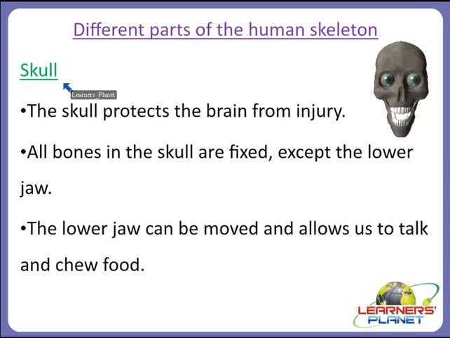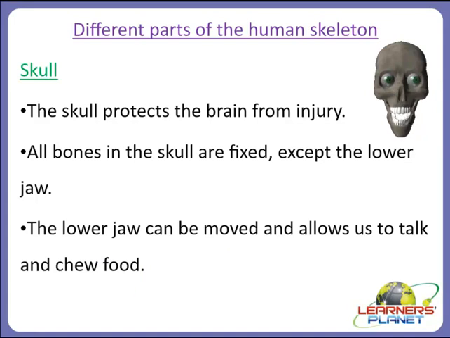So first of all, we will study the skull. Yes students, what is the skull? We know that the skull protects the brain from mechanical shock or injury. All bones in the skull are fixed except the lower jaw. Now here you can see this is the image of the skull. Only the lower jaw can move, while the rest, the skull and upper jaw, are fixed. So the lower jaw can be moved and it allows us to talk and chew food.